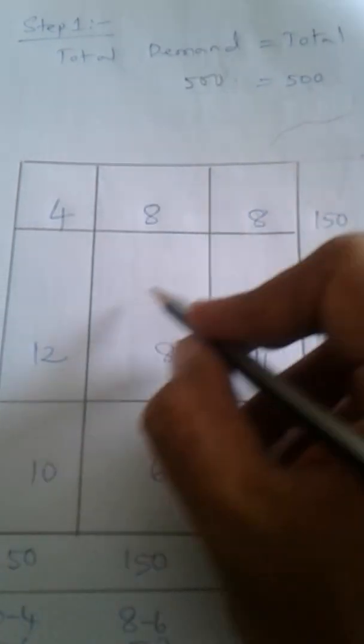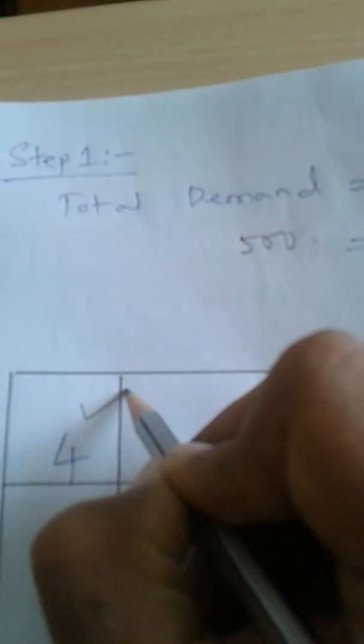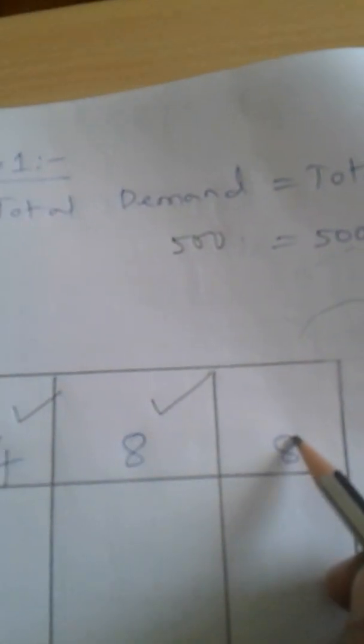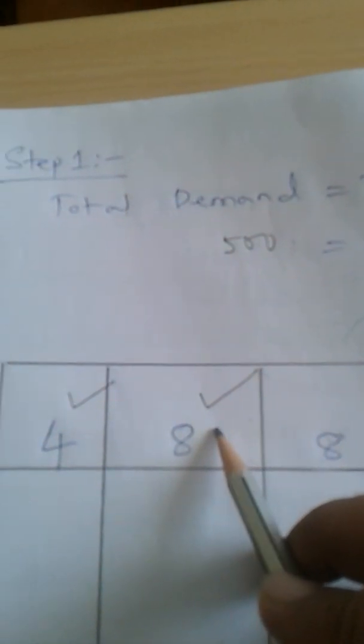Next, for each row we have to determine the first least and the next least unit transportation cost. For example, in the first row the first least is 4 rupees, and the next least is 8 rupees. You can consider either of these, any of the costs is okay. I am going to consider this unit transportation cost.